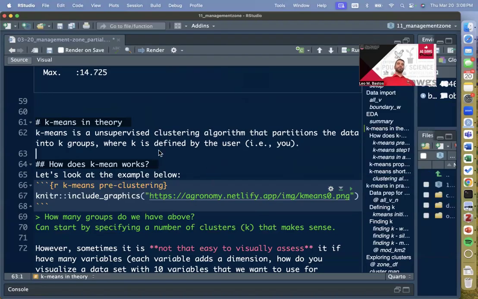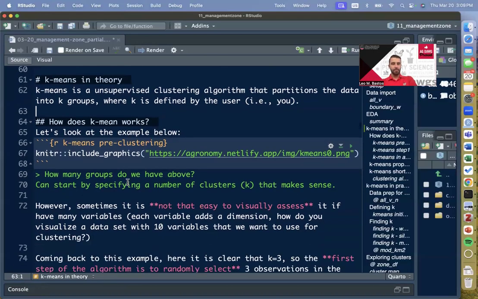Okay, so K-means is an unsupervised clustering algorithm that partitions the data into K groups, where K is basically defined by us, by the user. And it's called K-means because, again, that K is the number of groups, and that's something that is determined, well, it's determined by the data, but we are the ones deciding what K is at the end.